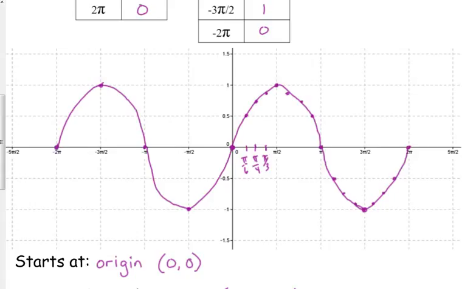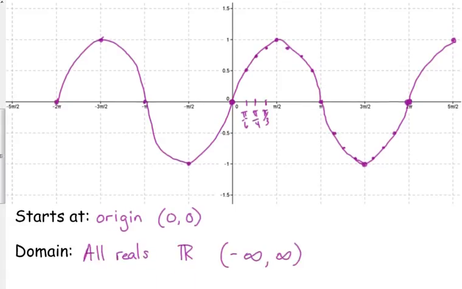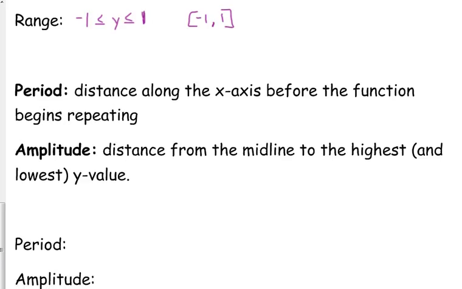Now, I don't have it graphed on here, but based on what I saw on my calculator, this function would continue like this. So it begins repeating when I get to 2 pi. The length of the period of sine of x is 2 pi. If we start at the origin and we follow the function, when we get to 2 pi, we have hit all the possible y values, all the positive y values, all the negative y values, and then it begins to repeat itself at 2 pi. So the length of our period for the sine of x is 2 pi.